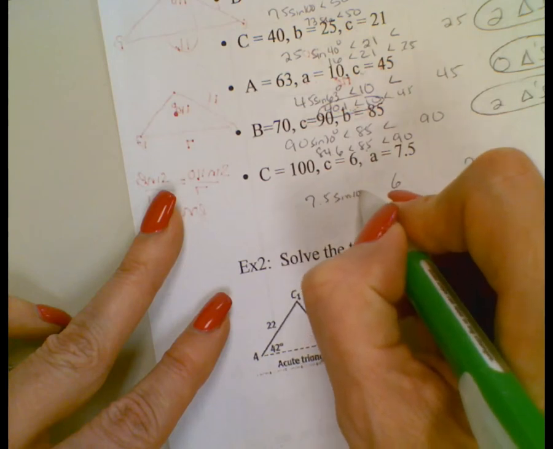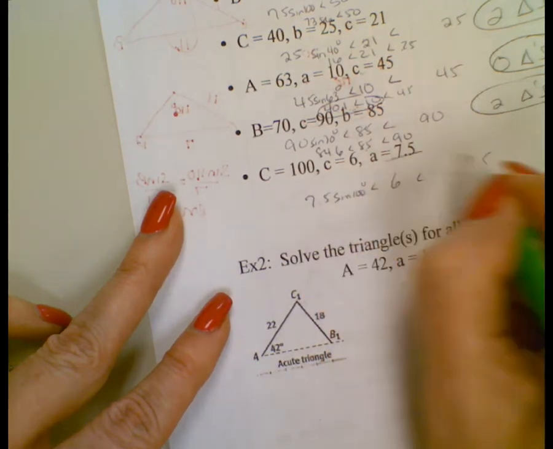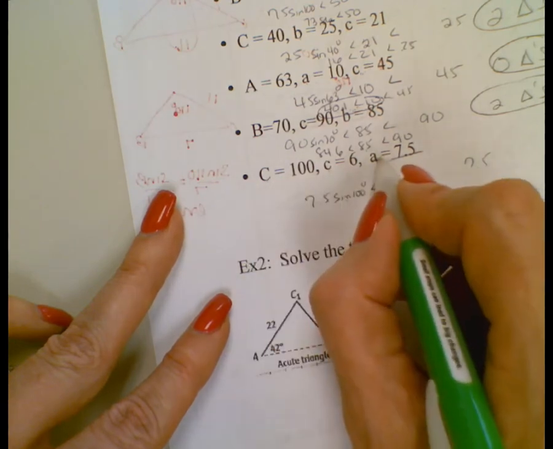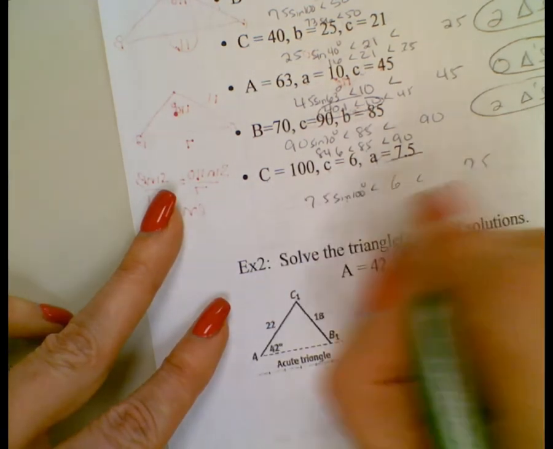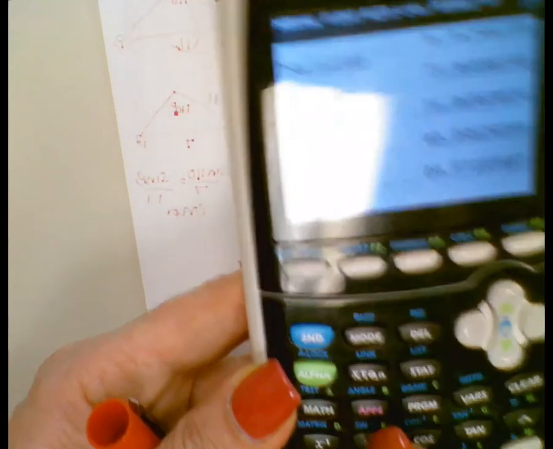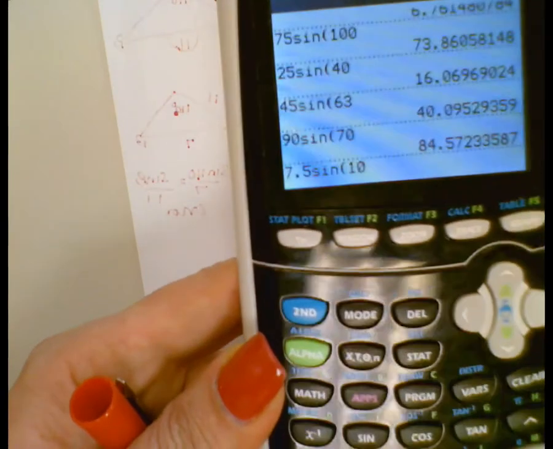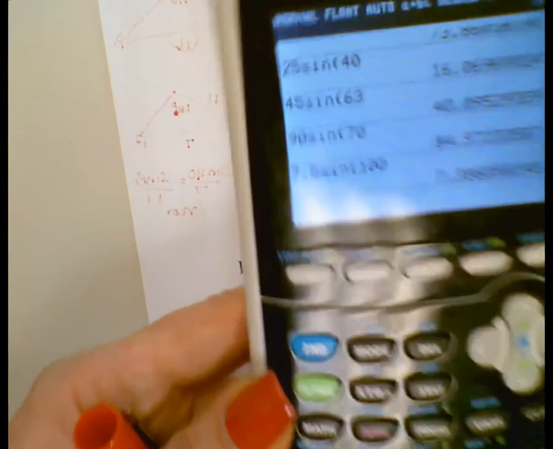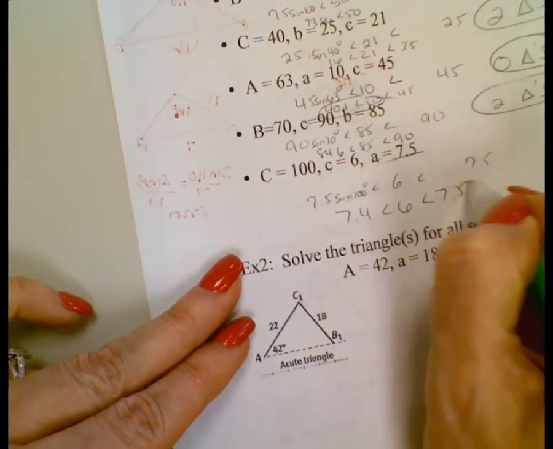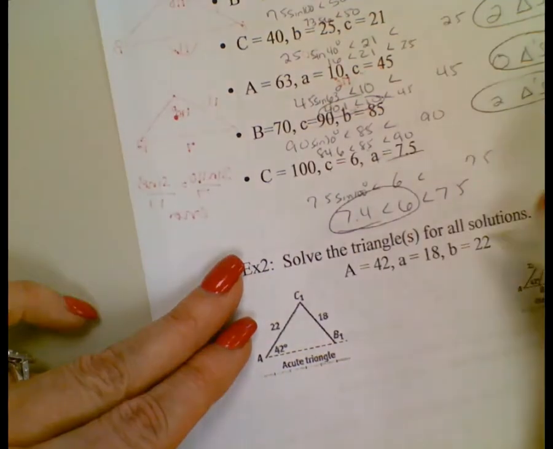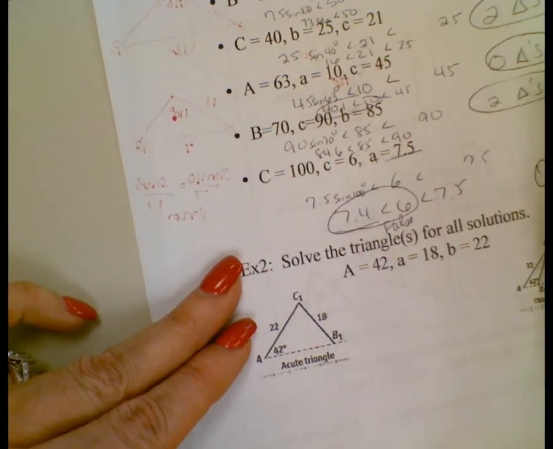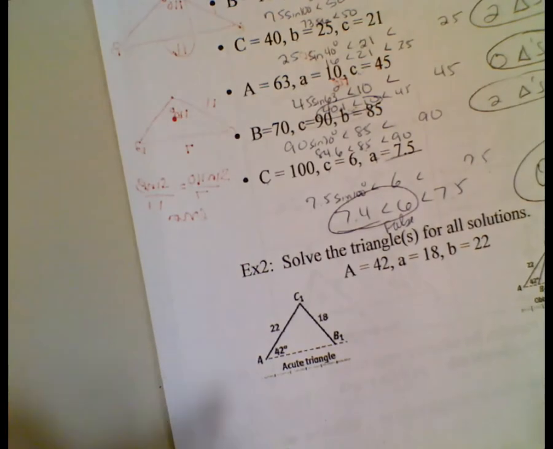Sine of 100. Again, we picked 7.5 on the ends because it's the A. You have big C, little c, and then you have this other side. It's the other side that goes on the outsides. So anyway, 7.5 times sine of 100 is 7.4. Is 7.4 less than 6? No, it's not. This is false. Whenever the first part's false, it is 0 triangles. That means you don't have to do any work.